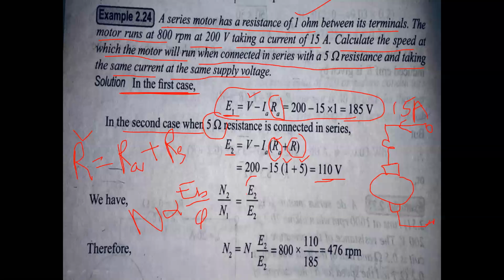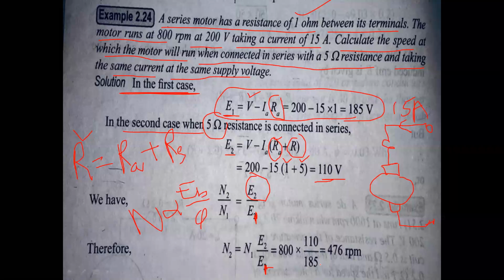So this is nothing but back EMFs. So this is the E2 and this is the E1 value. So N2 equal to N1 into E2 by E1. First case E2 value, and this is also the E1 value. So E1 value 185, 110, 800. So 476 RPM is the speed of the motor. So in this manner, I will calculate the speed of the motor at a given value of load currents.